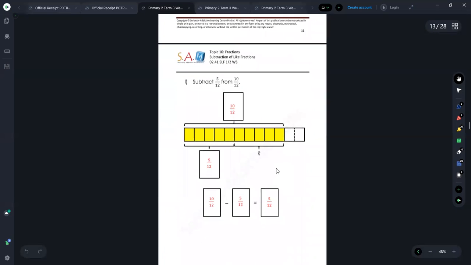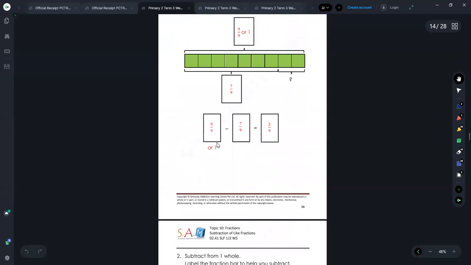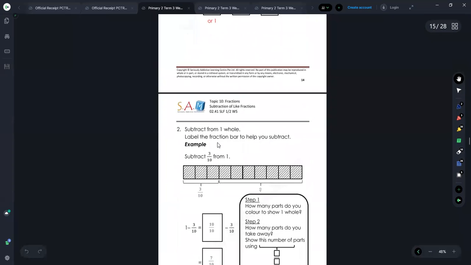And then there you go. So here, I think it's about counting. Another one, 10 out of 12 minus 5 out of 12. Just make sure that they're counting 10 out of 12 parts, and which is the 5 out of 12 parts. Okay, and that's a whole and so on.